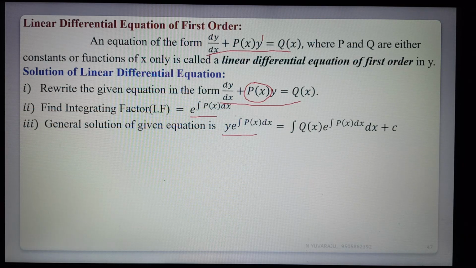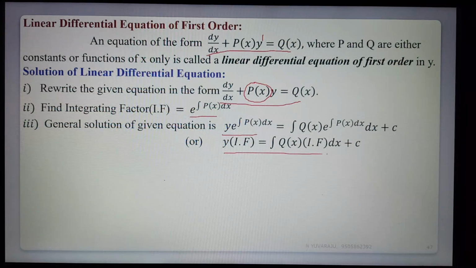Substituting the integrating factor, another form is y into integrating factor is equal to integration of q of x into integrating factor into dx plus c. This is the general solution of a linear differential equation of first order.